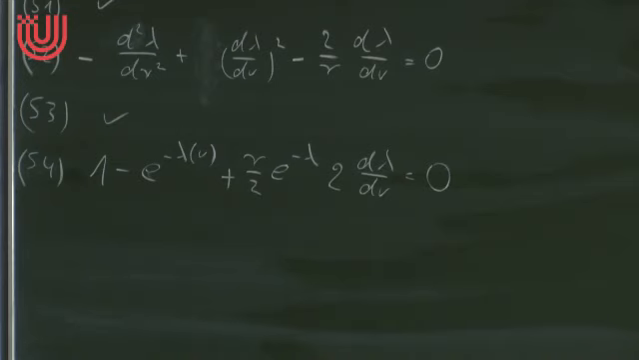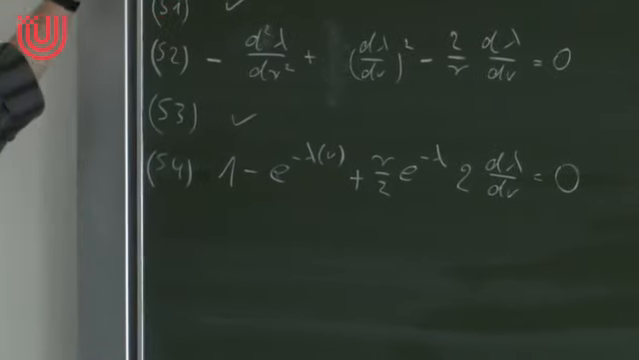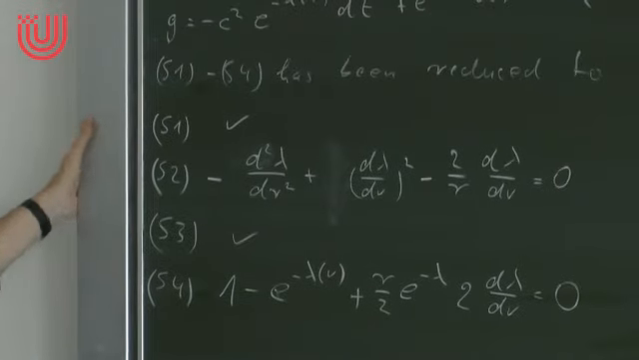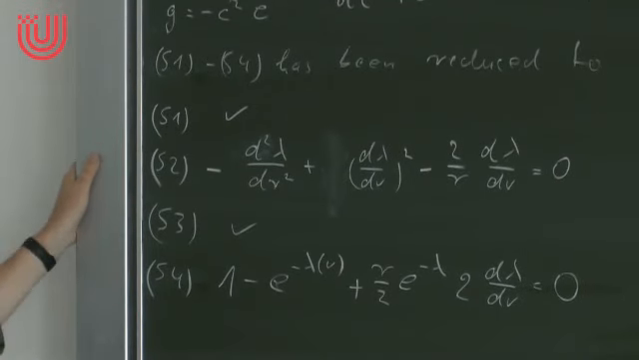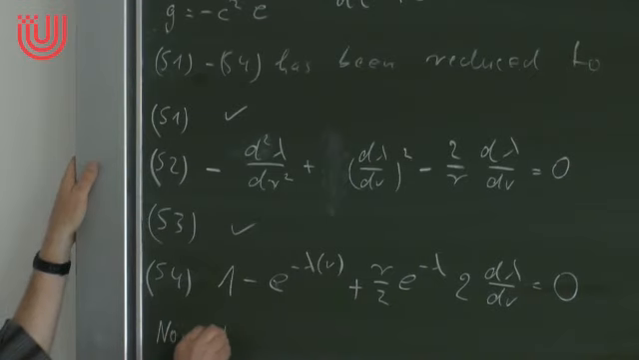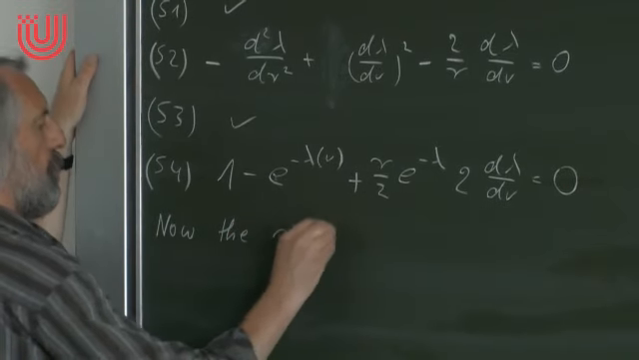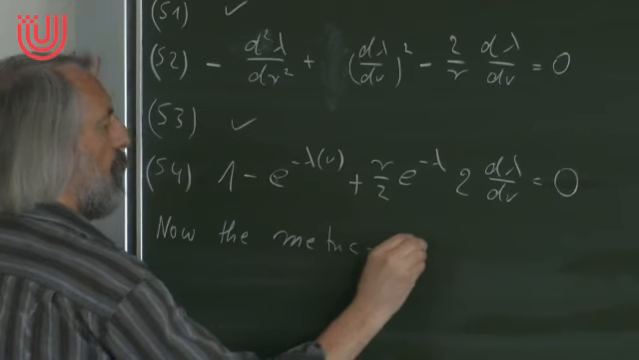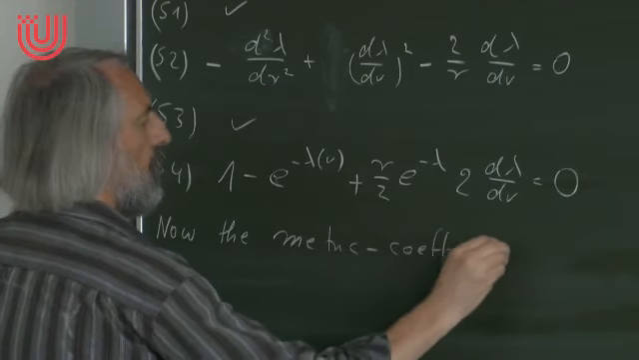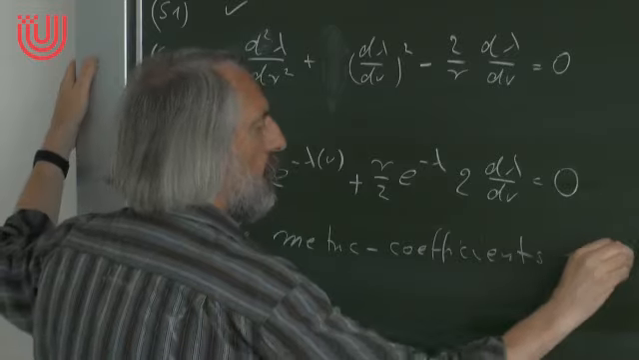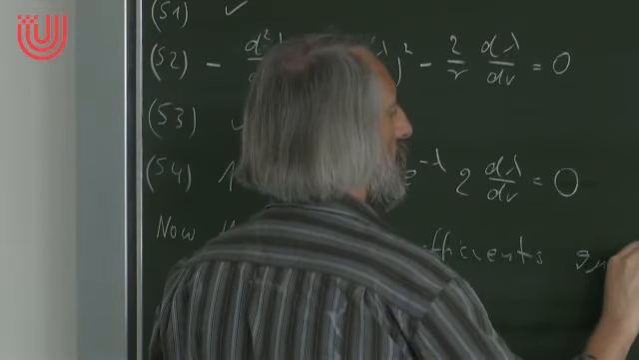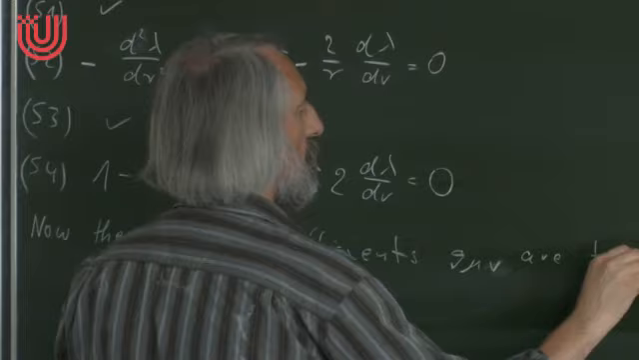But before solving this system, I think I will not do this today, I will do this tomorrow. But then we have the Schwarzschild metric, I think, in 15 minutes or so on the board. Before solving this, I want to emphasize the fact that now we have reduced the metric to a time-independent form. Now, the metric coefficients g mu nu are time independent.